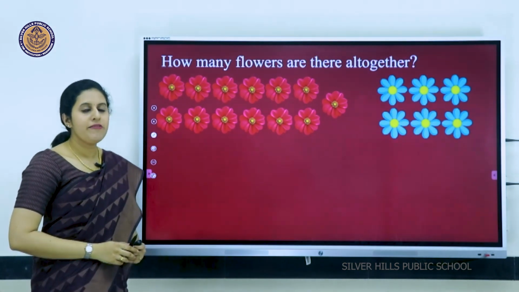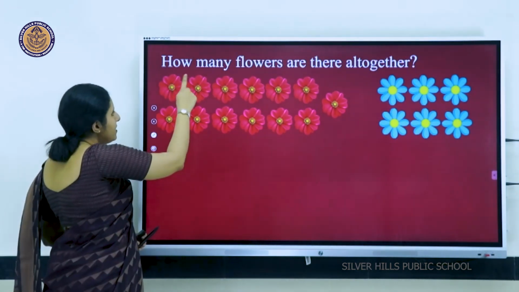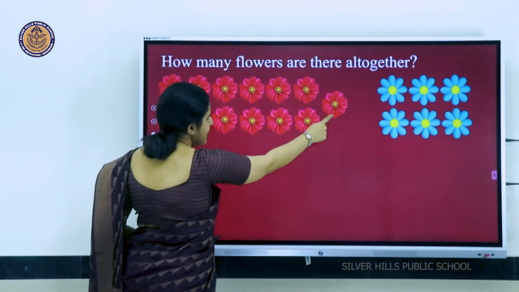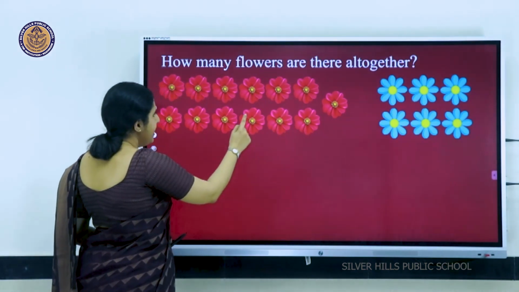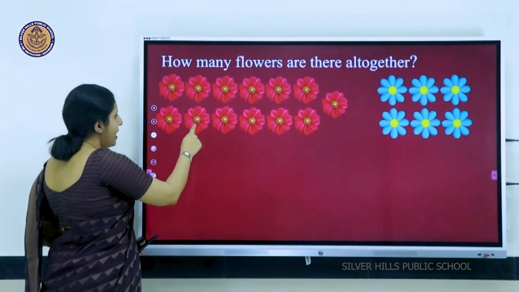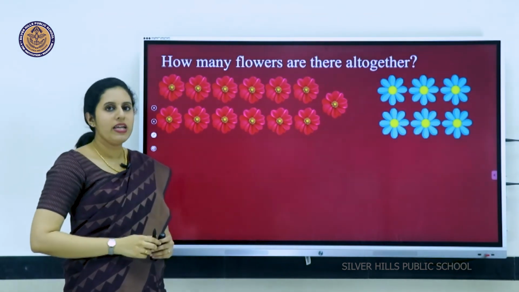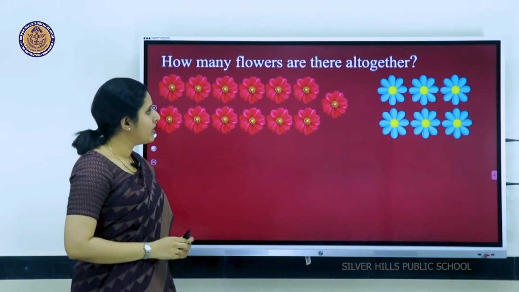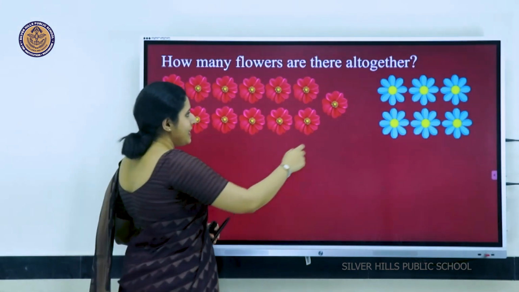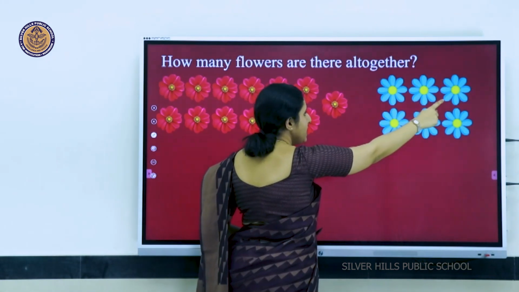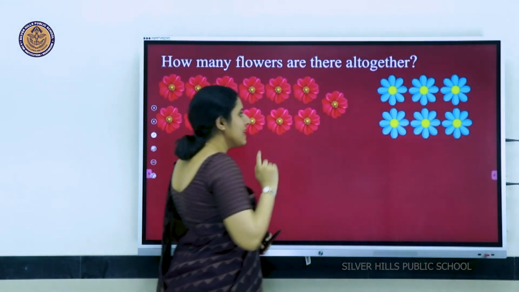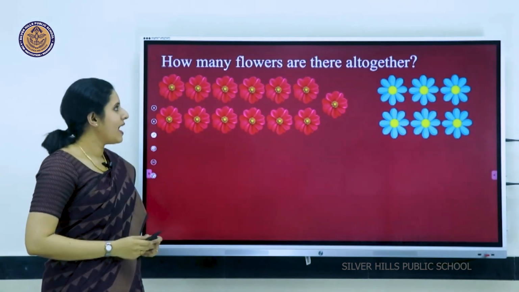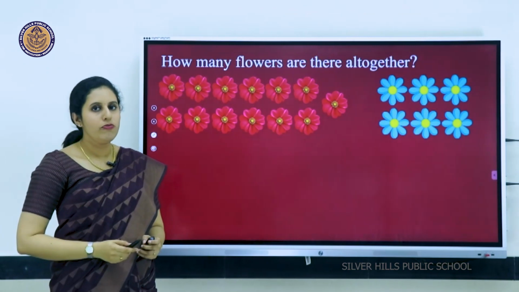Let's see how many red flowers are there. 1, 2, 3, 4, 5, 6, 7, 8, 9, 10, 11, 12, 13. So how many red flowers? Yes, 13 red flowers are there. How about the number of blue flowers? Let's see. 1, 2, 3, 4, 5, 6. So 6 blue flowers. 13 red flowers and 6 blue flowers.